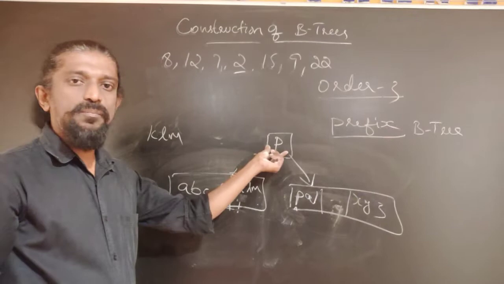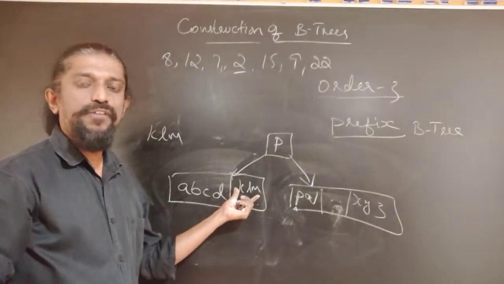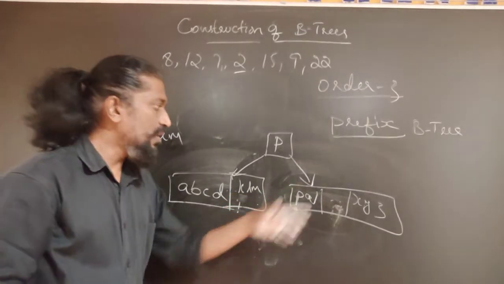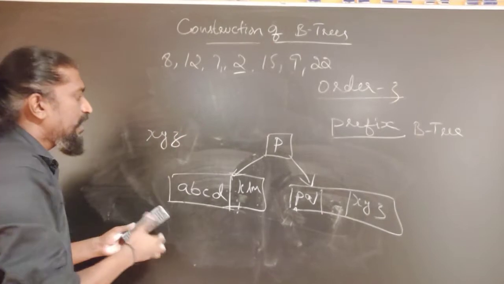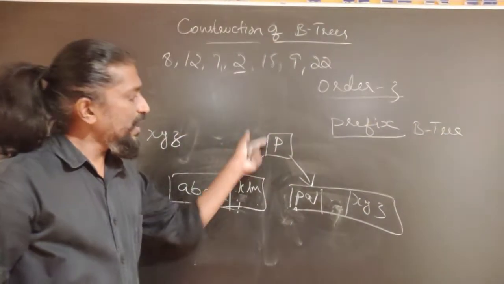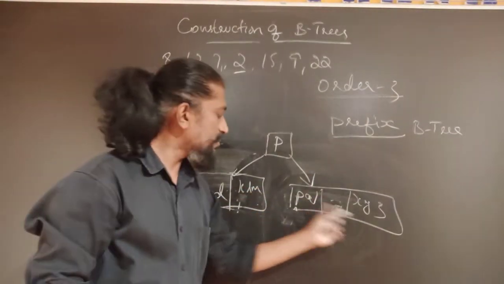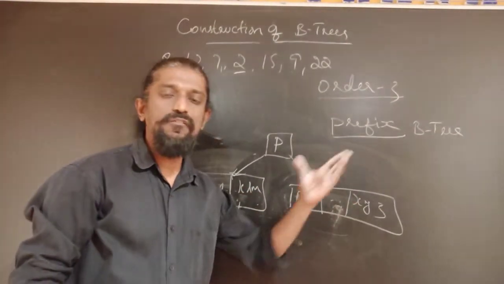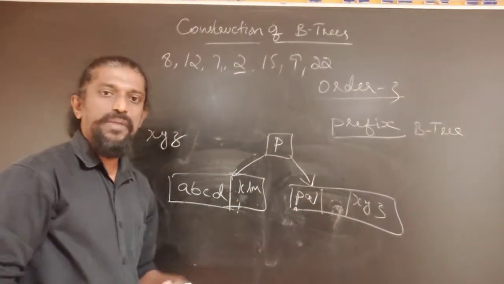Okay, K is less than P. I will come to this block. In the block, sequentially, I keep comparing and finally I find that K, L, M is present here. If I am searching for XYZ, X is greater than P, so that suggests I go to the right block, and here if I keep comparing sequentially, finally I will find XYZ somewhere in the node. So in this particular fashion I can proceed with my search.